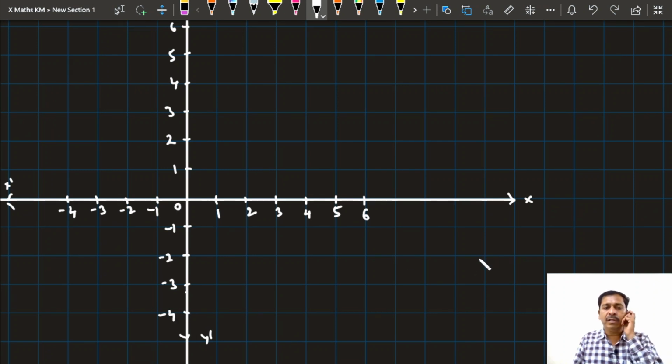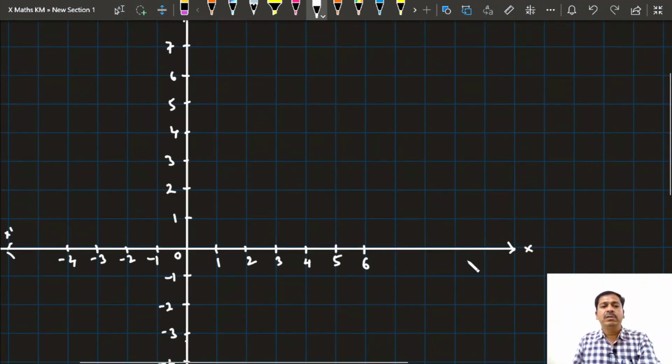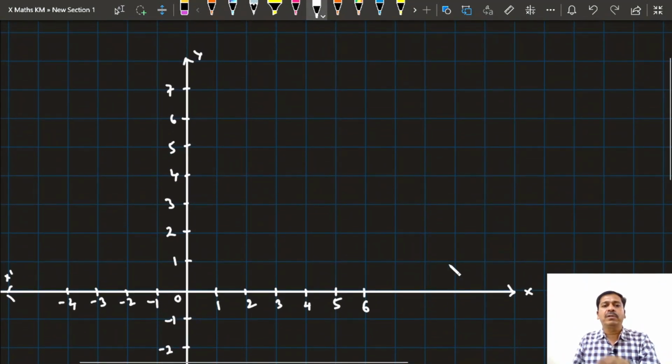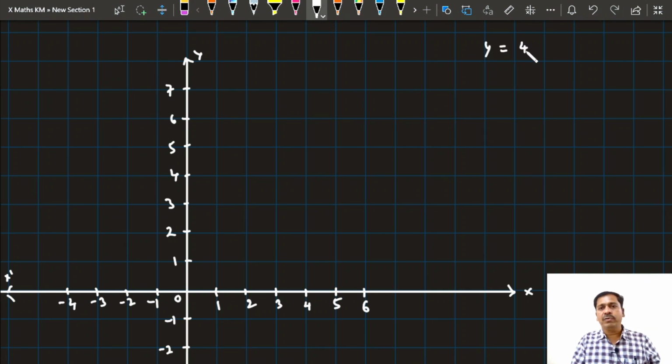Now let me write the coordinates for the first graph, that is y is equal to 4x minus 4. For this y is equal to 4x minus 4, the coordinates are in this manner: x, y, and then x comma y. Coordinates 0, minus 4. So the first coordinate is 0 comma minus 4.